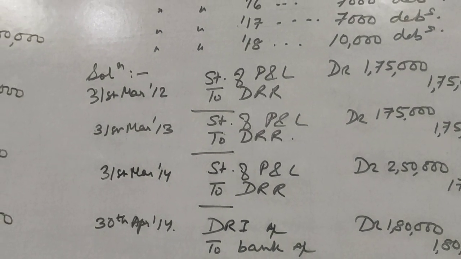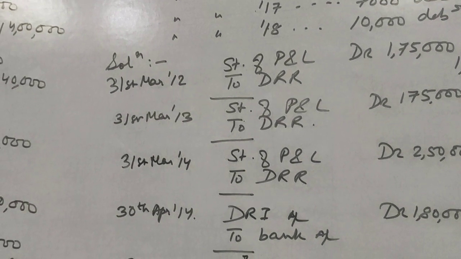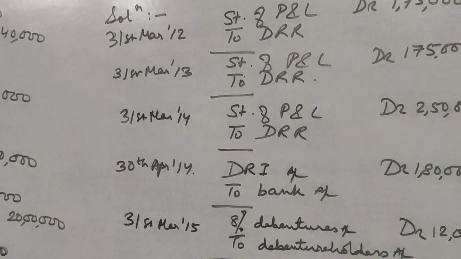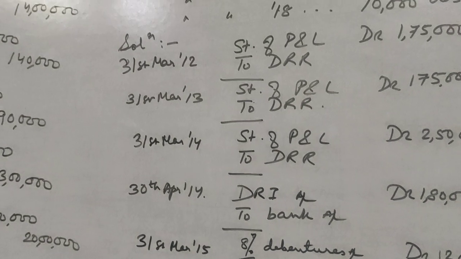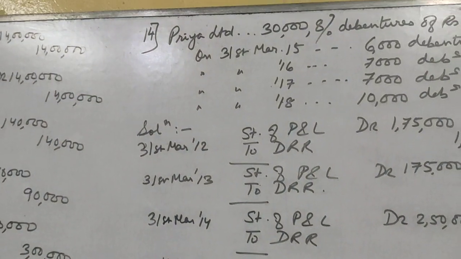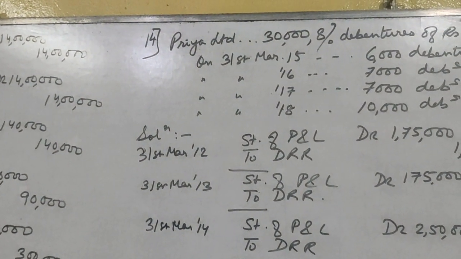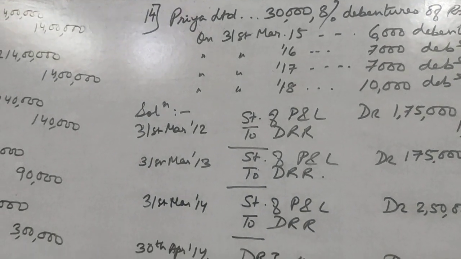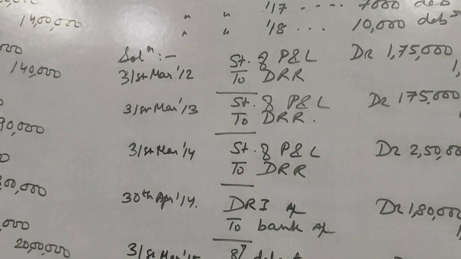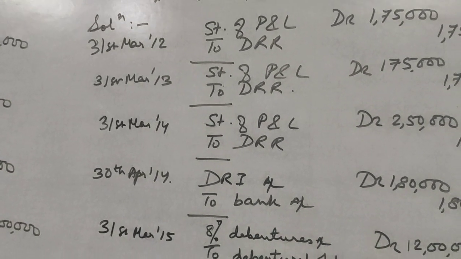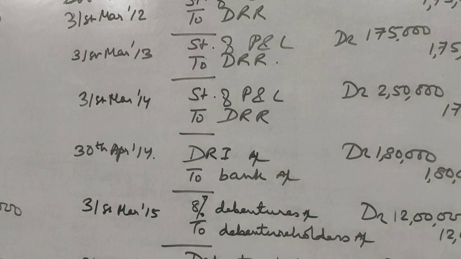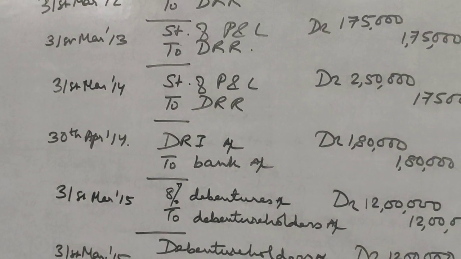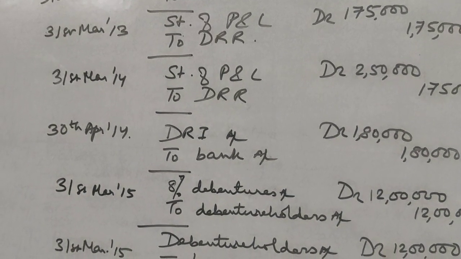So on 31st March 2014, we will pass the entry statement of profit and loss debit 2,50,000 to debenture redemption reserve 2,50,000. Then we will make the investment on 30th April 2014. The investment will be equal to 15% of the value of the debentures to be redeemed, 6,000 into 200. So that comes to 1,80,000. So debenture redemption investment account debit 1,80,000 to bank account.